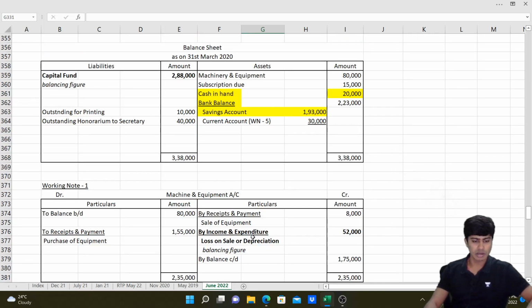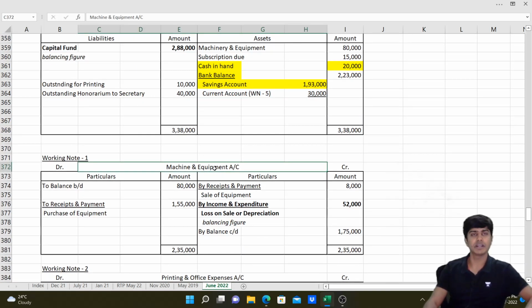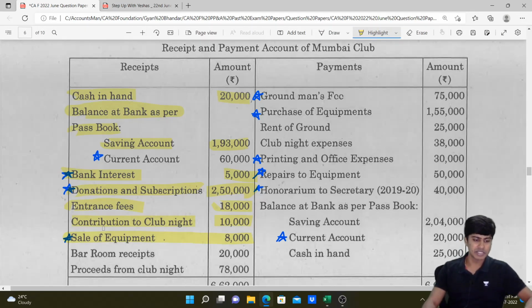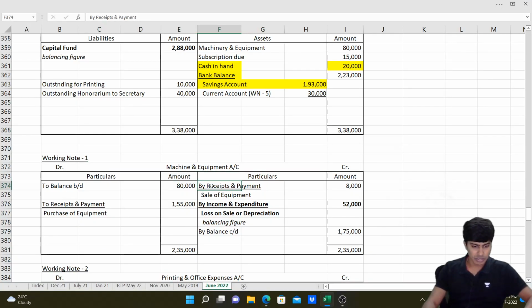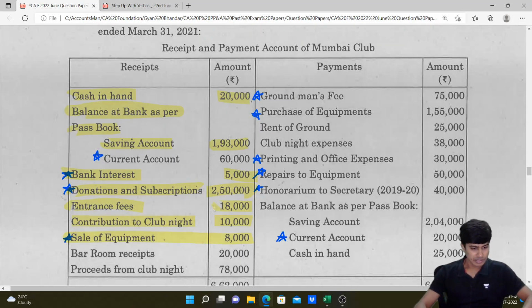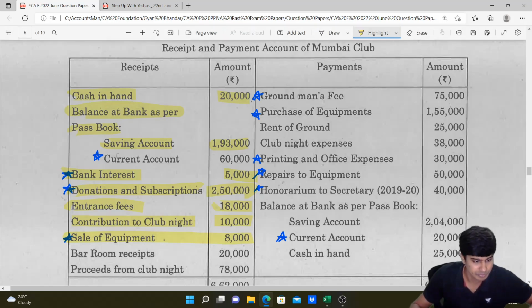Our working note number 1, machinery and equipment account. It is a receipt, so receipts and payment account on my debit side. In machinery and equipment account, credit side, I have written by sale of equipment. How much? 8,000 rupees. Got it, everyone? What do we have after that? By bar room receipts.